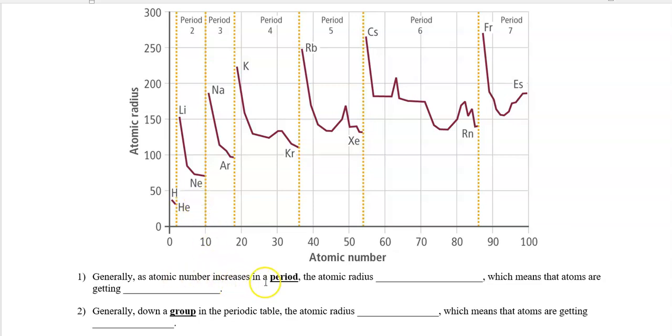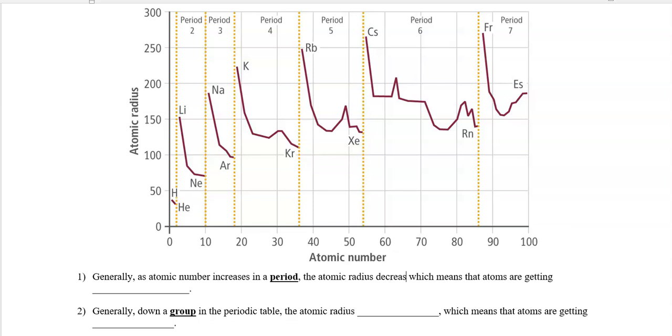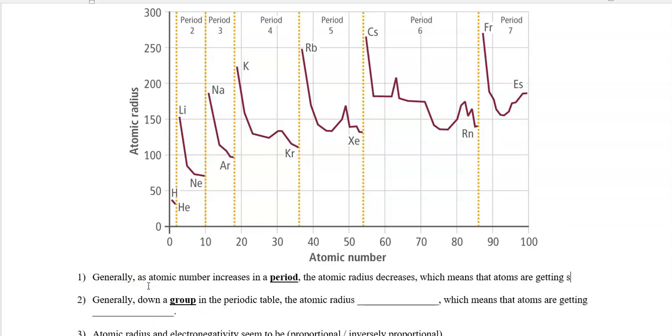All right, so as atomic number increases in a period, it seems like the atomic radius decreases, which means that atoms are getting smaller. This is actually a little surprising because as you go to the right, they have more stuff. Like lithium only has 3 protons, neon has 10, but lithium is twice as big as neon.